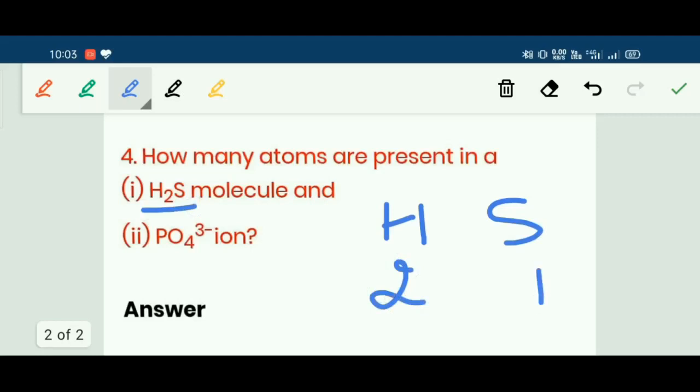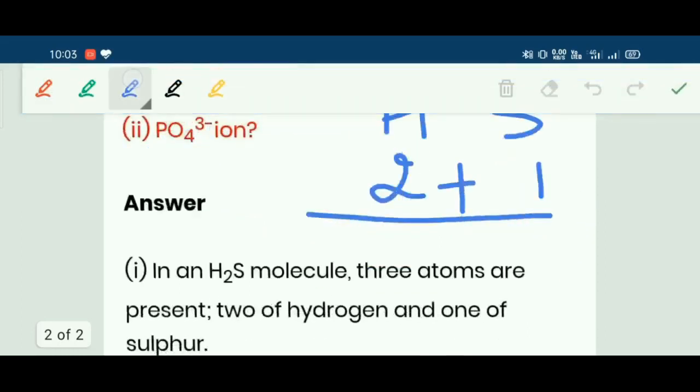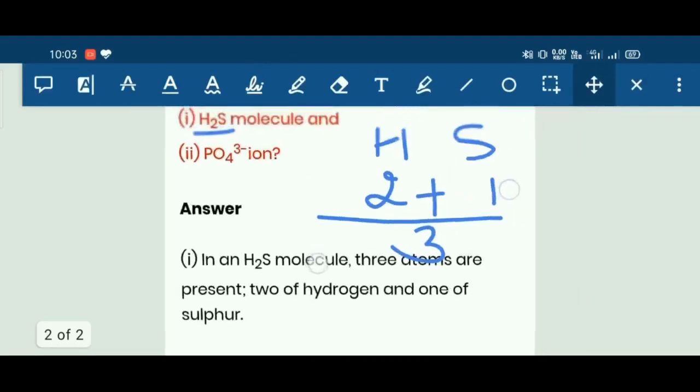Students, if no number is written after the atom or an element, that means in that case there is one atom of that particular element. Therefore, there is one atom of sulfur, which means in total there will be 2 plus 1, that is 3 atoms present in H2S molecule, out of which 2 will be your hydrogen atoms and 1 will be the sulfur atom.